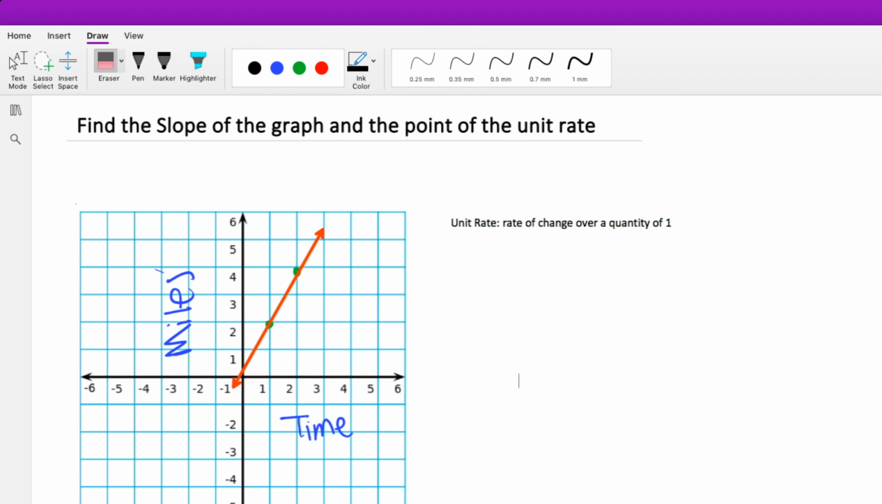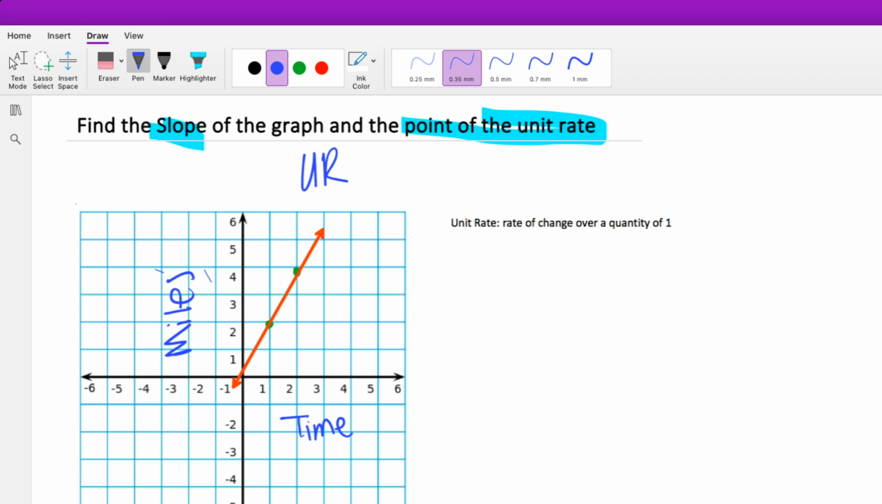In this example, we have somebody's amount of miles ran over a certain period of time. So knowing that information, the question says, find the slope of the graph and the point of the unit rate. Okay, so this is asking us to find three things actually. We need to find the slope, the point of the unit rate, and then we need to know the unit rate before we can even find the point of the unit rate.